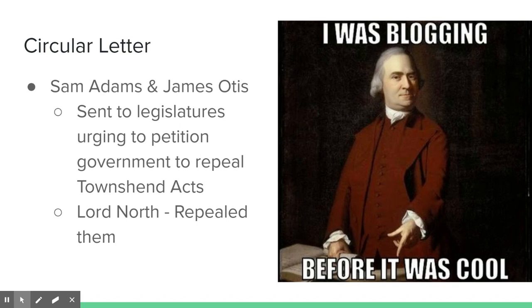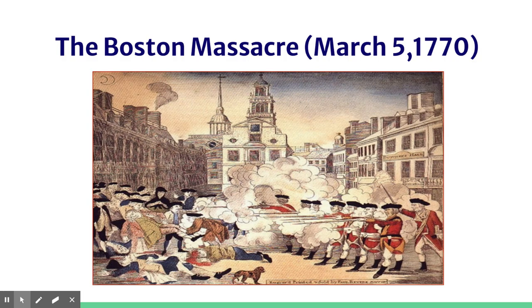As a result of a lot of these, Lord North actually repealed the Townshend Acts. Then on March 5th, 1770, we have the Boston Massacre. The Boston Massacre is one of those events that I guess kind of begins the revolution. I don't know. I think there had been rumblings, and then this happens, and when violence like this happens, it gets people on board.